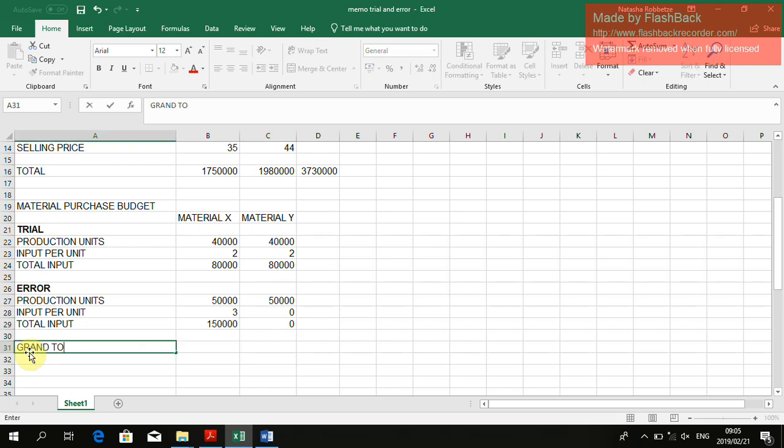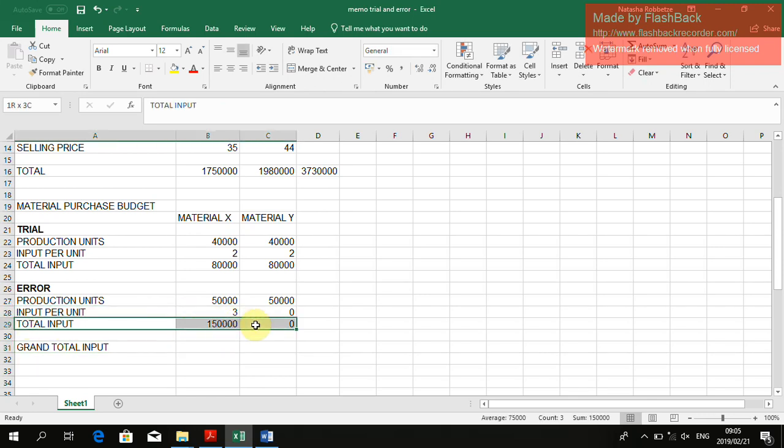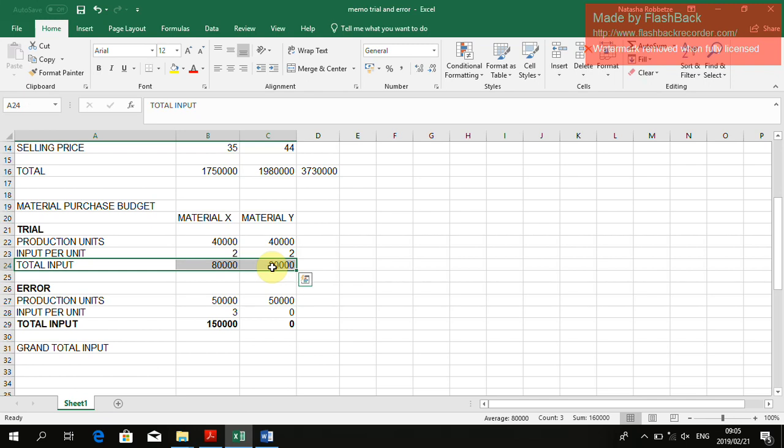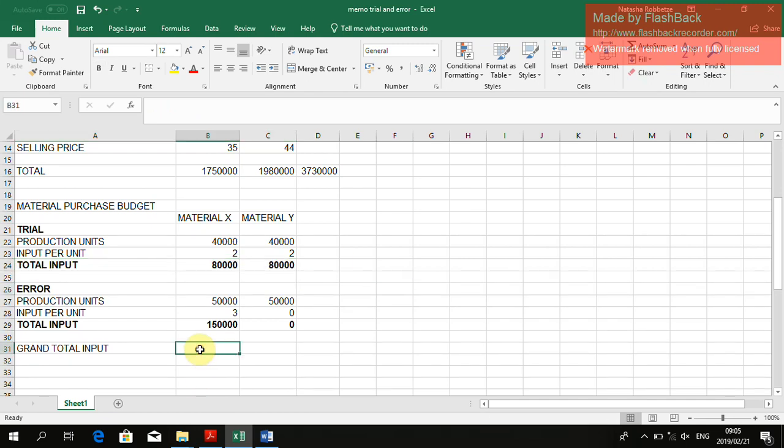Thereafter, I'm going to calculate a grand total input, and that is basically the sum of the total inputs. So it's the total input of trial plus the total input of error. So in this instance of material X, I'm going to say 80 plus the 150, and then I will say the 80 plus nothing for error, and there I have my total inputs in kilograms.